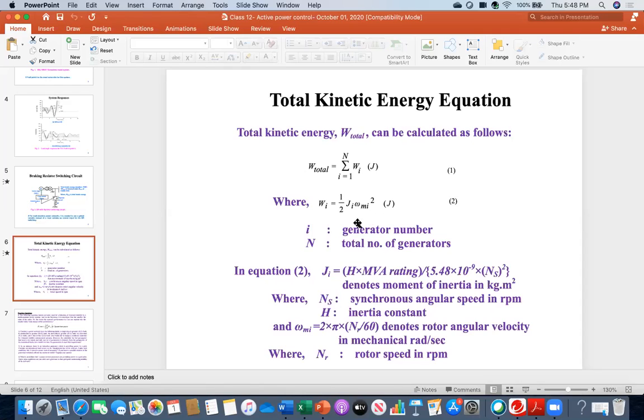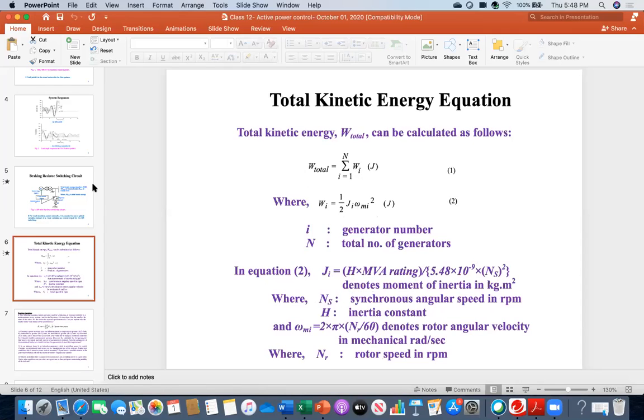You see, before we discussed this one, and what is Ji? That is H multiplied by the MVA rating over this one. We fully discussed this when we solved the problem of inertia. According to this equation, if you know the H value for a system and you know the MVA rating, and you just know the speed, then you can calculate the kinetic energy and then sum for all the generators.